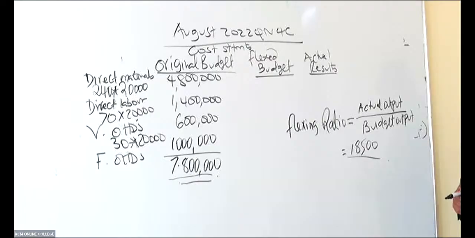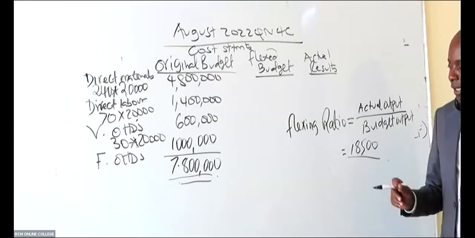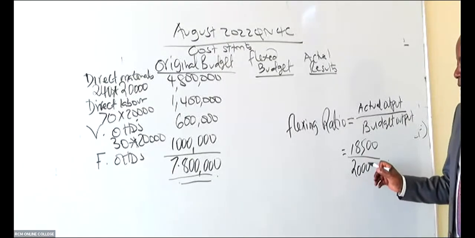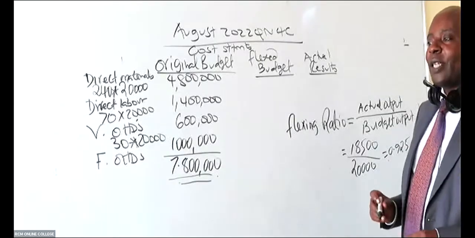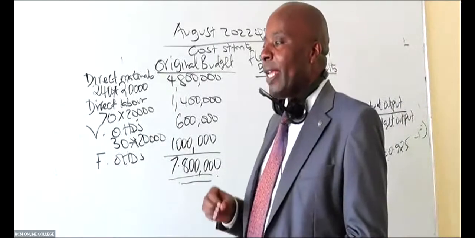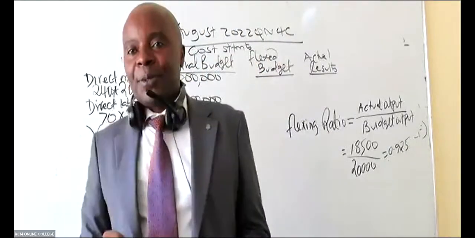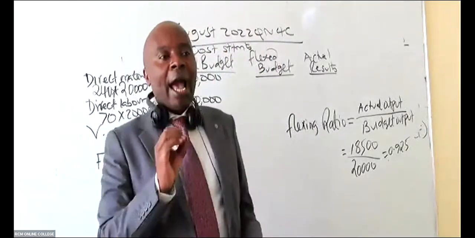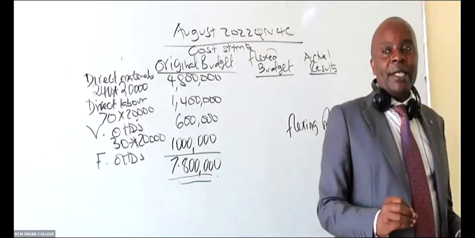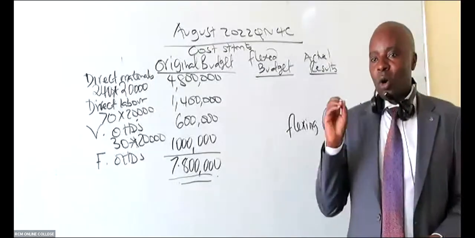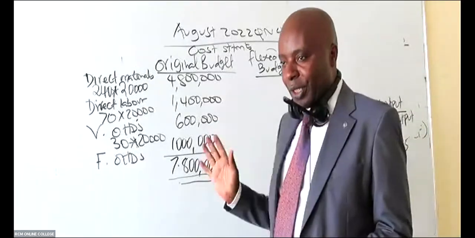I can see somebody online who is really scratching their head. See the budgeted output. Don't scratch your head. It's 20,000, isn't it? So then this gives us 0.925. So remember that this flexing ratio, we normally apply it to dynamic items. Items that change as the number of units change, dynamic. We shall never apply it on constant or fixed items. We shall never use it.